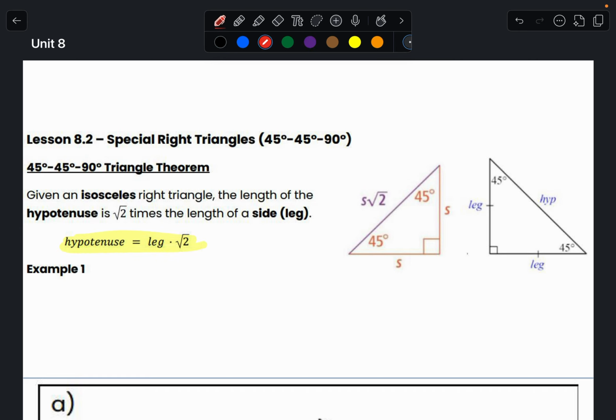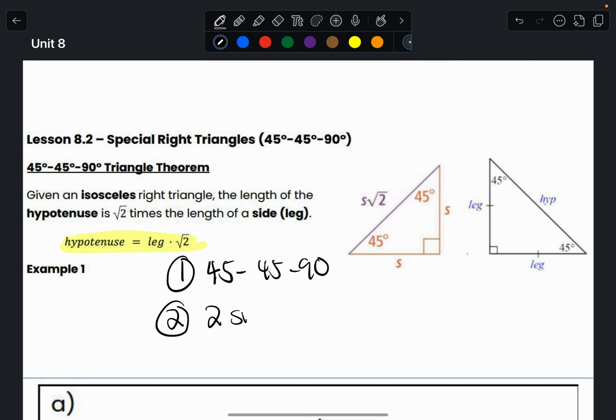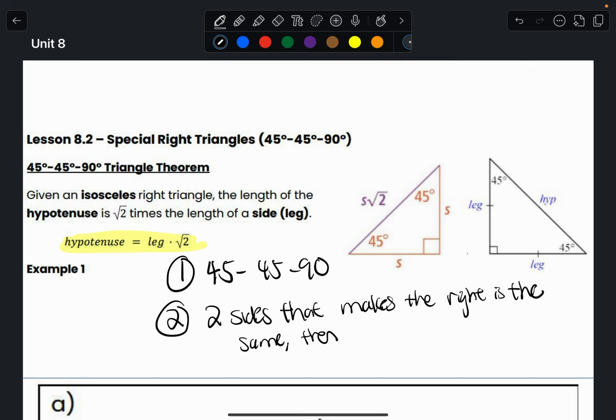Now, one thing you do have to know with an isosceles right triangle is that you can determine that a triangle is an isosceles right triangle in two ways. One, you know it has 45, 45, 90 degree angles. Or two, if you know that the two sides that make the right angle are the same, then it will also be an isosceles right triangle.